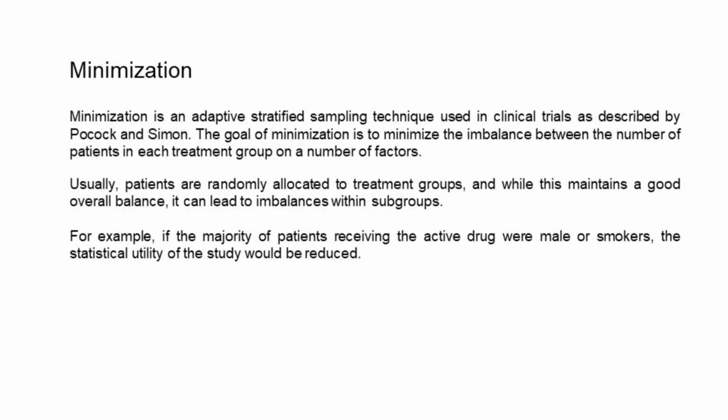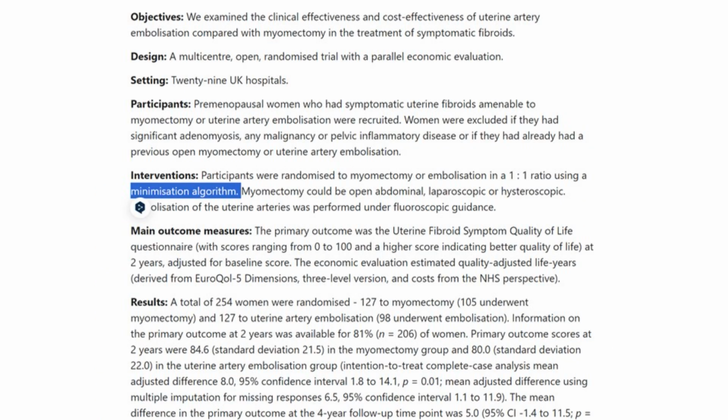Minimization is an adaptive stratified sampling technique used in clinical trials as described by Pocock and Simon. The goal of minimization is to minimize the imbalance between the number of patients in each treatment group on a number of factors. Usually, patients are randomly allocated to treatment groups, and while this maintains a good overall balance, it can lead to imbalances within subgroups. For example, if the majority of patients receiving the active drug were male or smokers, the statistical utility of the study would be reduced. It generally provides a better balance than block randomization, especially with more stratification factors. Another example from articles: participants were randomized using a minimization algorithm.